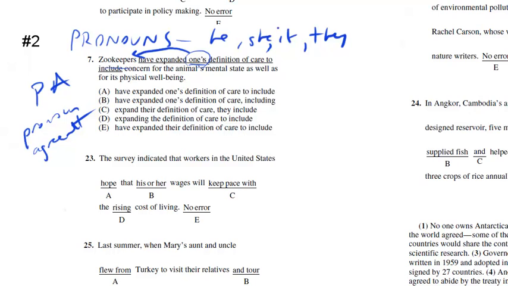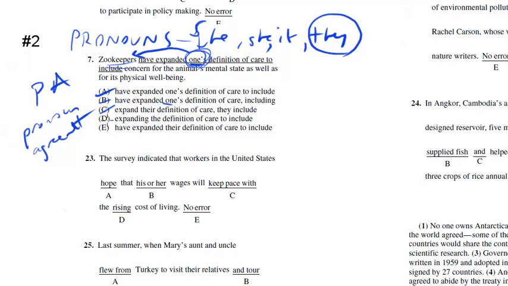What should the pronoun be that replaces zookeepers? It's not ones, that's singular first off, and that's kind of general. We need they, or something like their in this case. Zookeepers have expanded their definition of care. So we can get rid of A. Anything else make the same error? Yep, B. Ones is here as well, so we can get rid of B. C. Expand their, no. Zookeepers expand their definition of care? No.